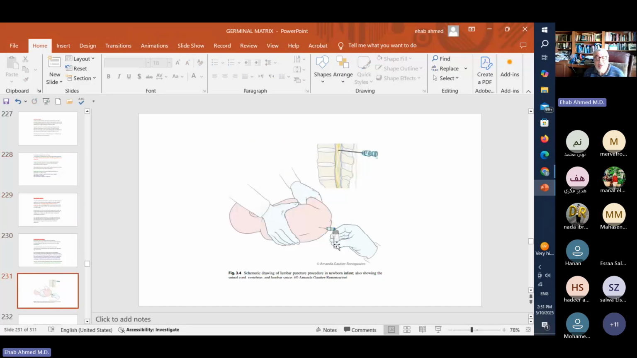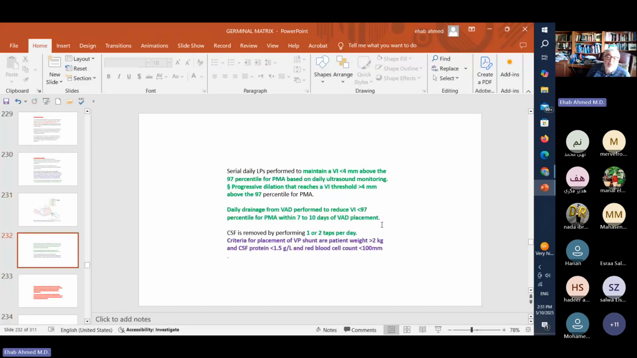So serial LP, and we talked about the indication and how we do it, and we do the tap once or even twice per day. And here are the criteria again for the shunt.